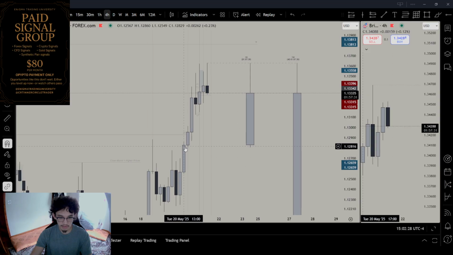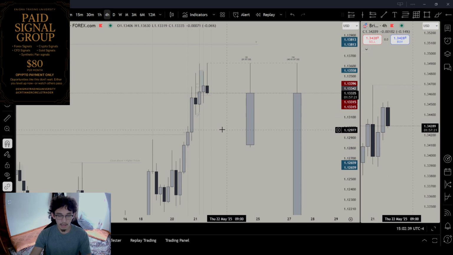As well as we had a near continuation. If I'm bullish, I want the manipulation to make the low of the day, not the high of the day. In this case, manipulation made the low of the day. So I'm looking for a near continuation. As well as we had a 4-hour SMT. This is where I made a mistake.